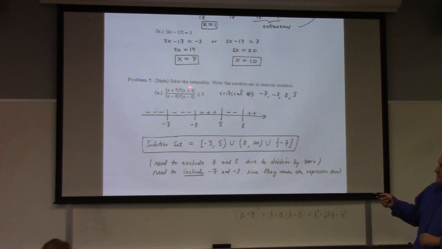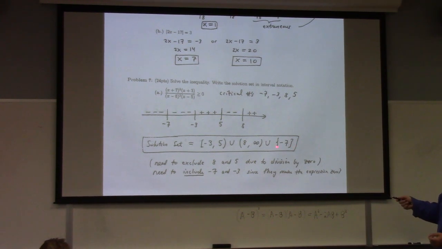But this is greater than or equal to 0. So I'm also looking for places where this expression's 0. And notice that minus 7 is such a place, right? So that's why I had to union with minus 7, because that also gives me 0. So this one's a little bit tricky in that regard.